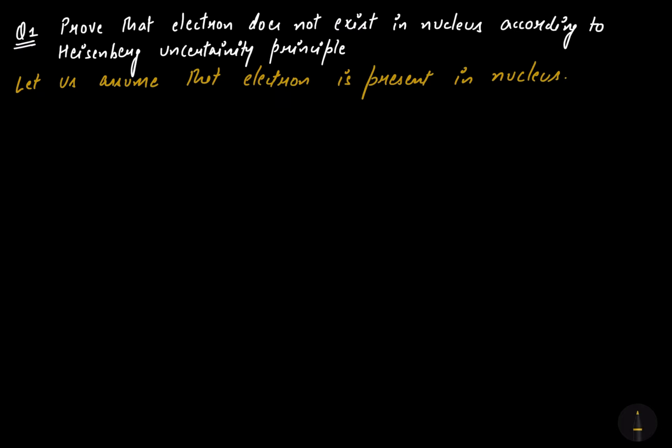After that, what's the diameter of nucleus? The diameter of nucleus will be 10 raised to the power minus 15 meters, and it is the maximum uncertainty in the position of electron. Let's take it to be delta x.